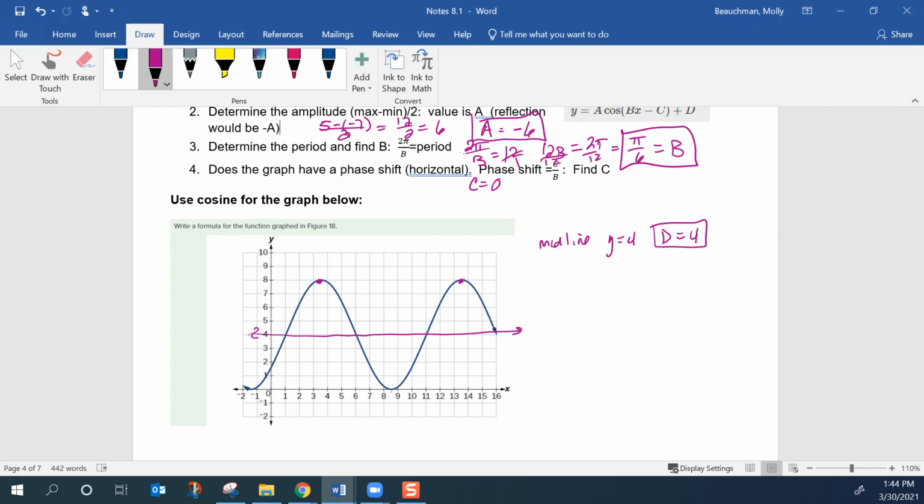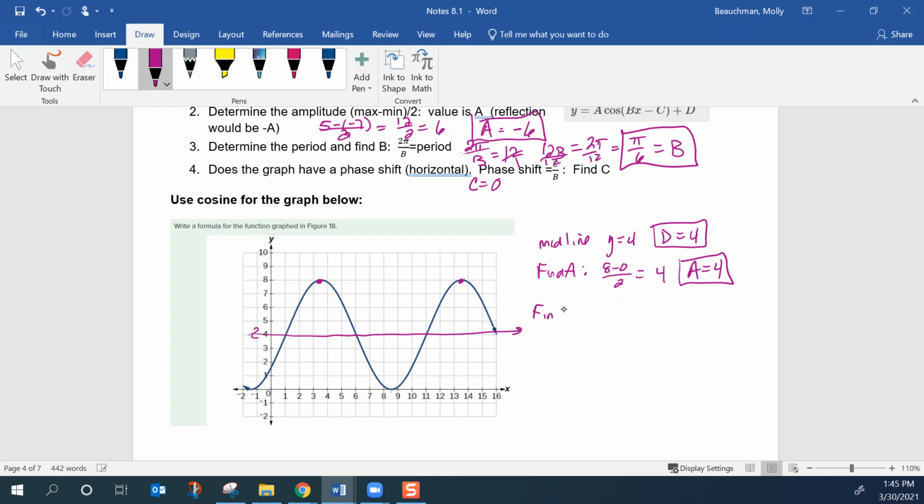Then let's find the amplitude, a. How far are we going from the midline up to the maximum and down to the relative minimum? We take the maximum of 8 minus the minimum 0, divide by 2, and we end up with 4. In this case, the amplitude is 4. It's not a reflection of the cosine, so it's a positive 4.